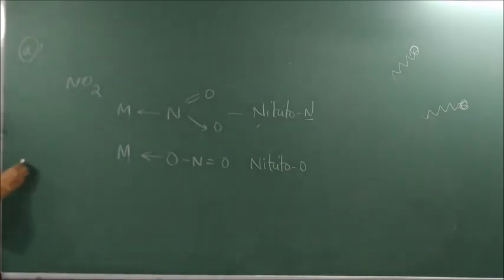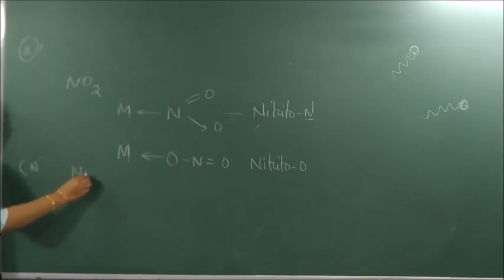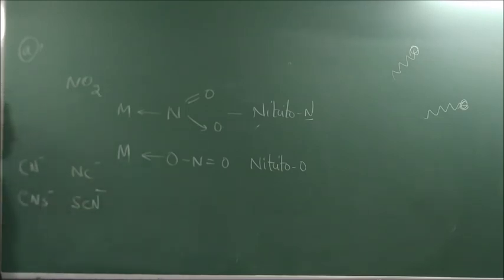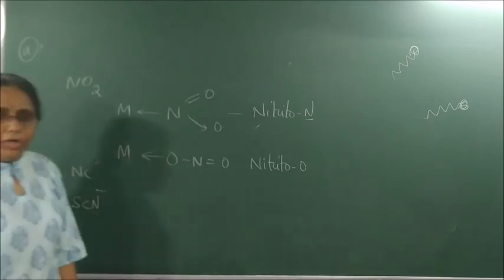You know, the other example can be CN minus and NC minus. Cyanide and isocyanide. CNS minus thiocyanate. SCN minus isothiocyanate. Cyanide through nitrogen. Isocyanide through carbon. CNS through sulfur. SCN through nitrogen. These are all examples of what? Ambidentate ligand.